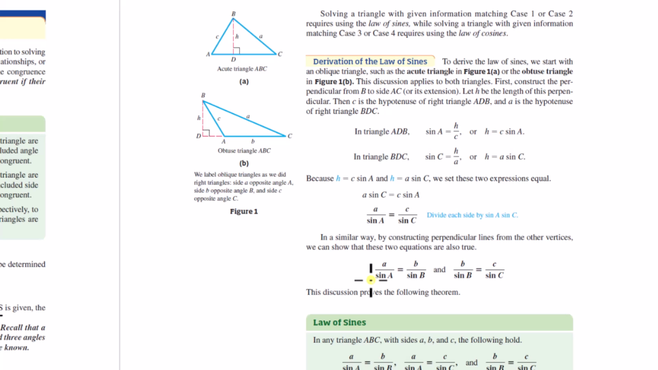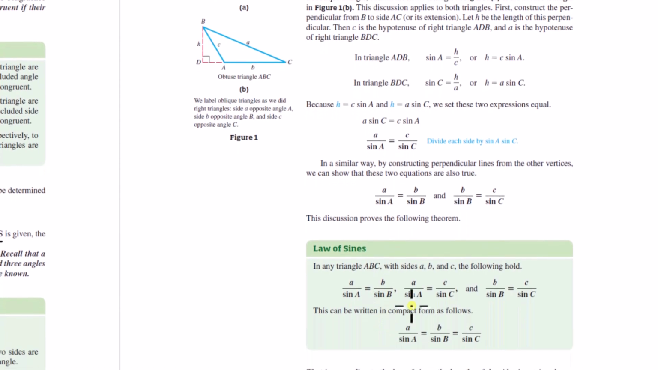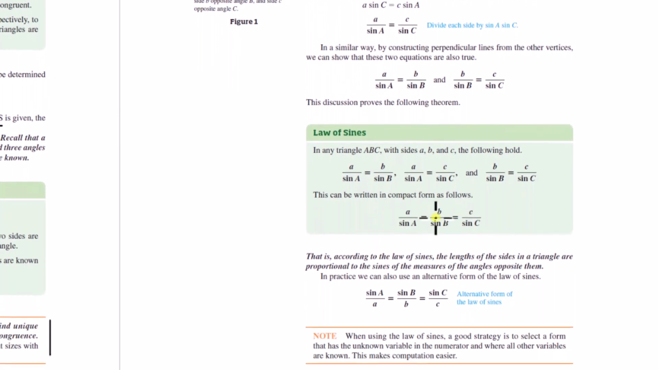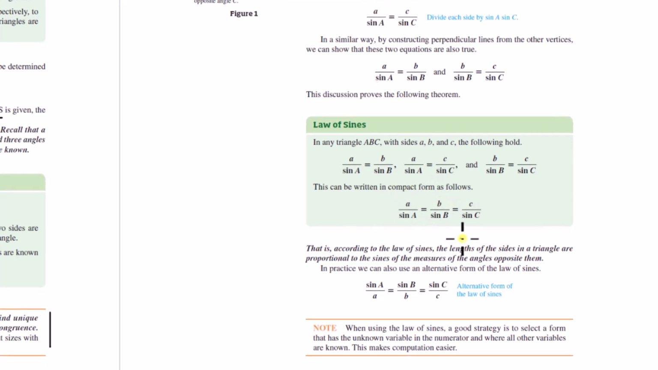They also apply for a right triangle, but we don't need it because we can just use trig functions. With a right triangle, these would simplify to regular trig functions. But these relations apply for any triangle, no matter what kind it is, absolutely any triangle. And so that's the law of sines, these three relations, which you can actually summarize with a triple equality here.